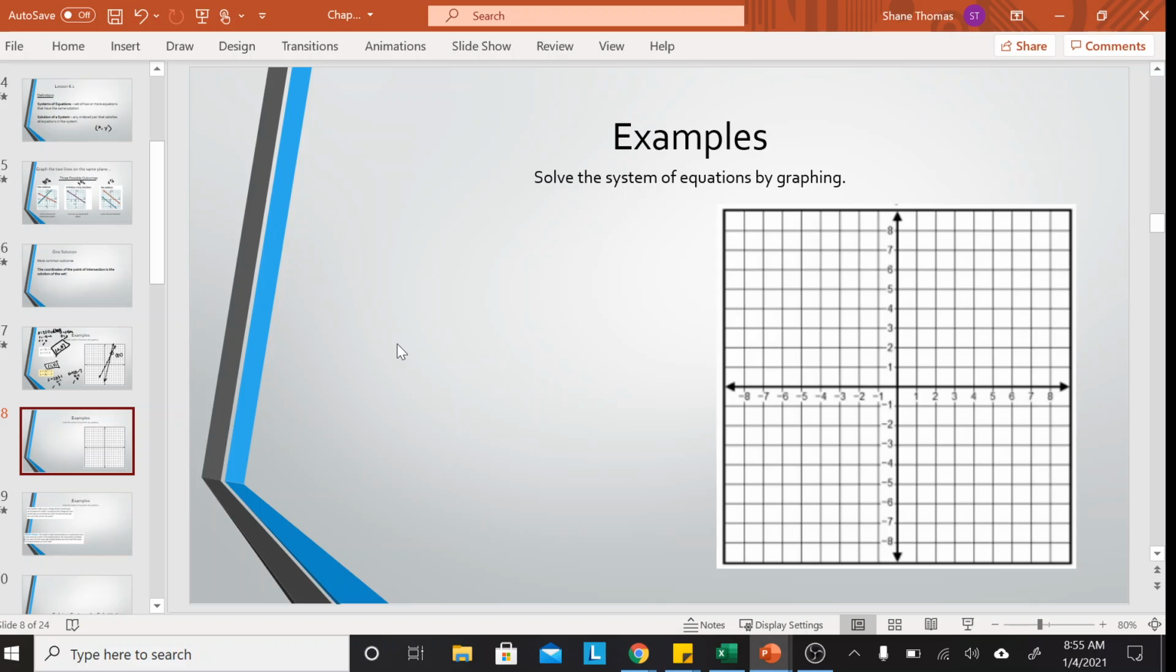All right. I'm going to give you the first one. Y equals negative 3x minus 3, and y equals 2x plus 2. Okay? These are two equations. Graph them both on the same graph, and see where they cross. I'll give you a couple minutes to try that one.